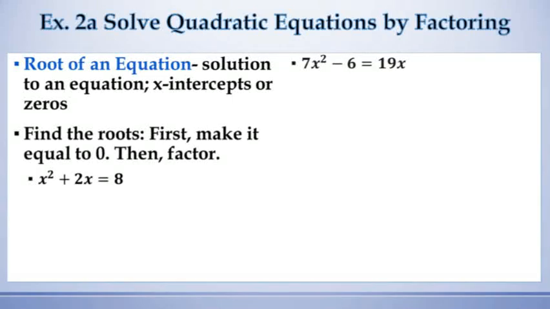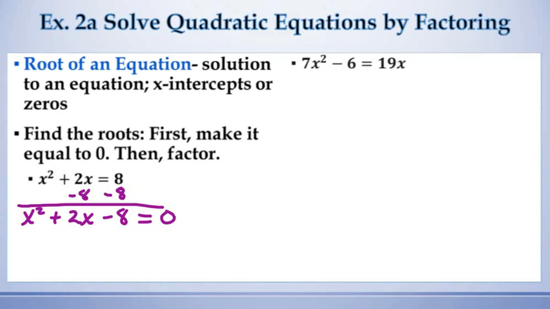So to do that, we need to make the equation equal to 0, and then we factor. So let's take the first example here. x squared plus 2x equals 8. In order to make this equal to 0, I need to get rid of this 8. To get rid of that 8, I subtract 8 on both sides. And when I do that, I end up with x squared plus 2x minus 8 equals 0.